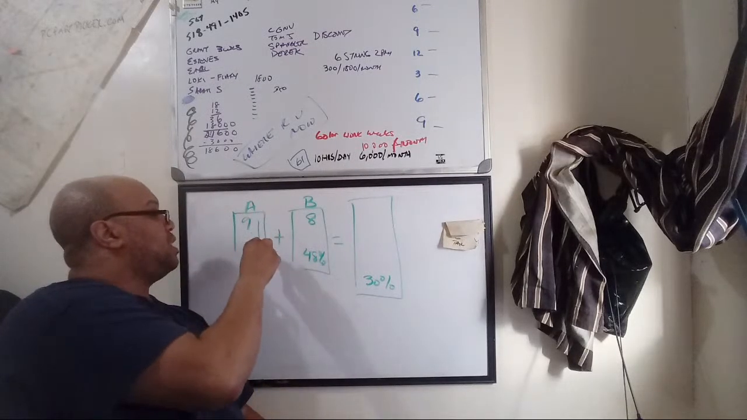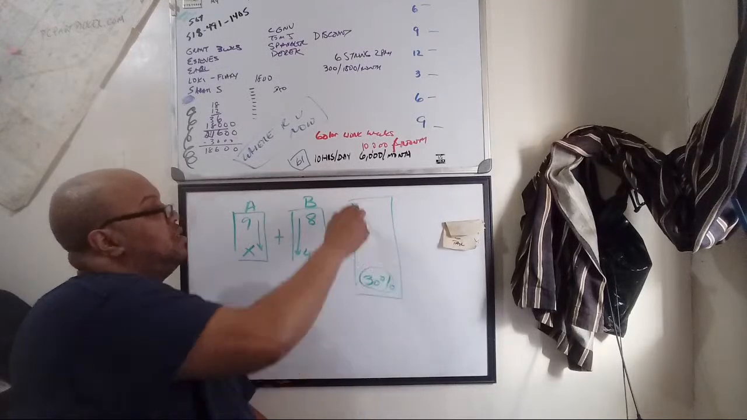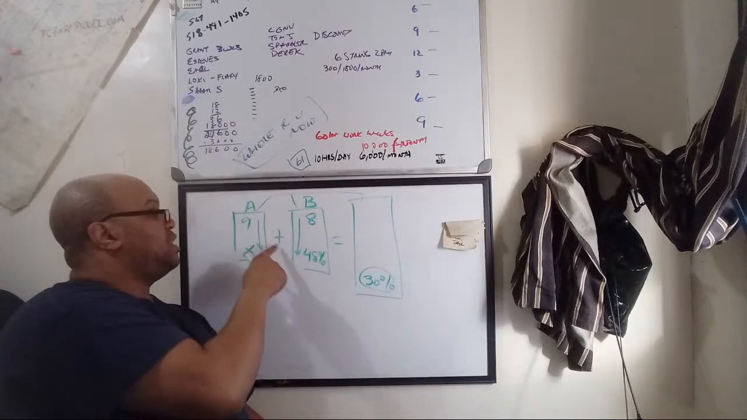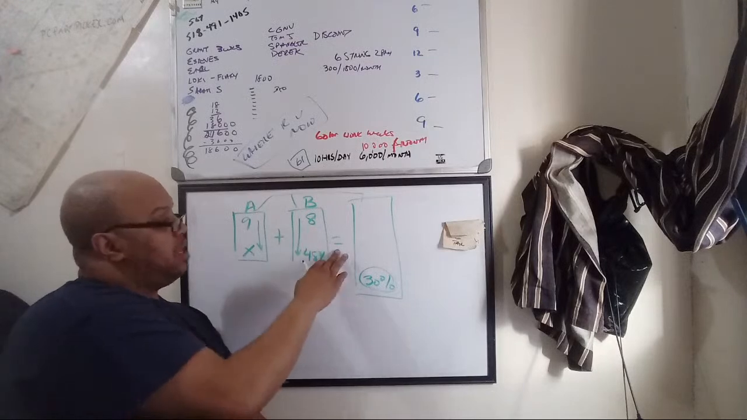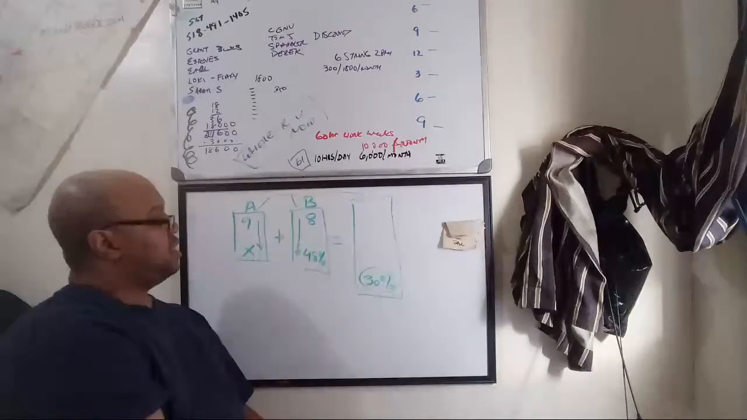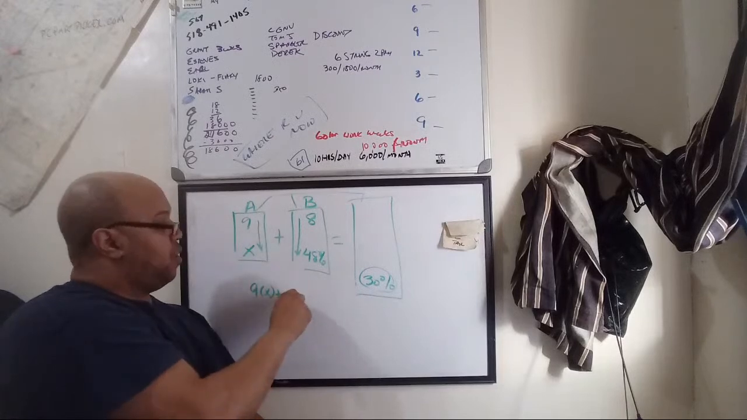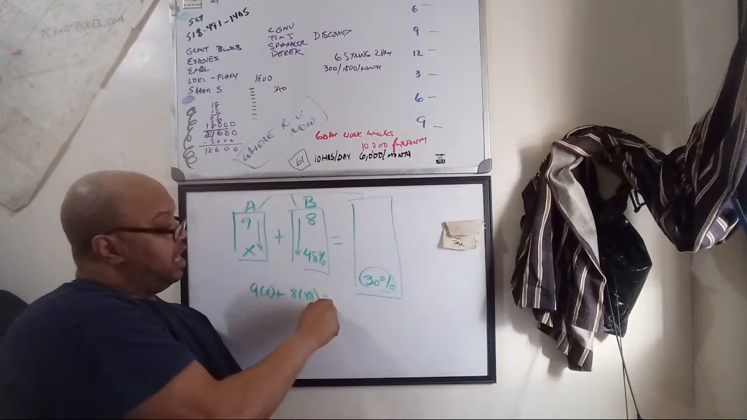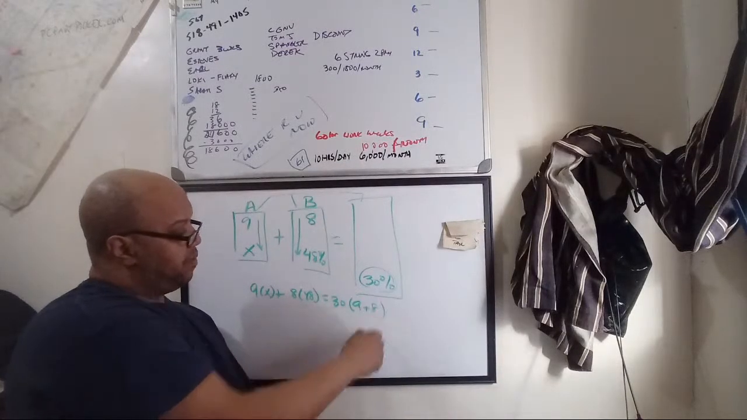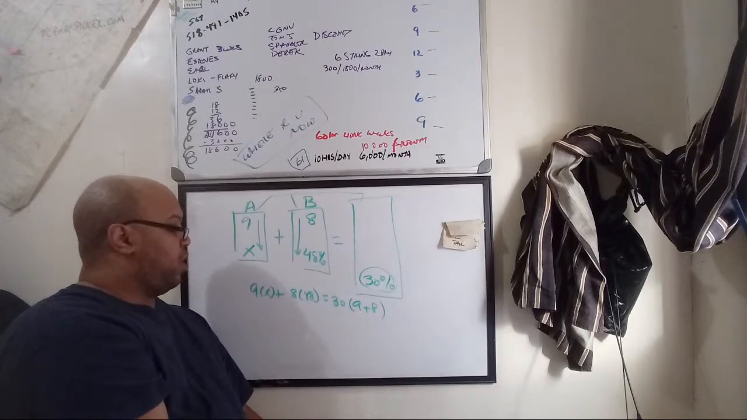So here's how the math goes. It is this times this plus this times this equaling the percentage times the sum of the two containers. So we have 9 times x plus, just like I said, the math flow, 8 times 48 equaling 30 times the sum of the two containers. That's 9 plus 8. All right, somebody go ahead and calculate 8 times 48 for me.